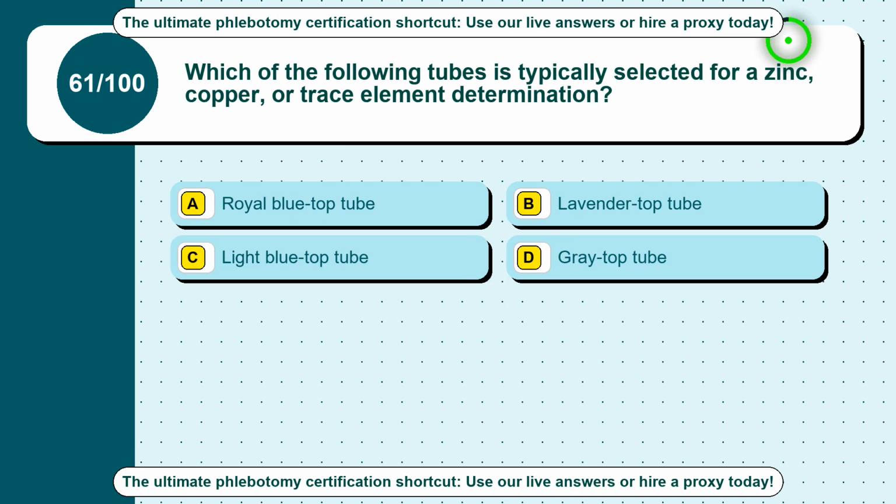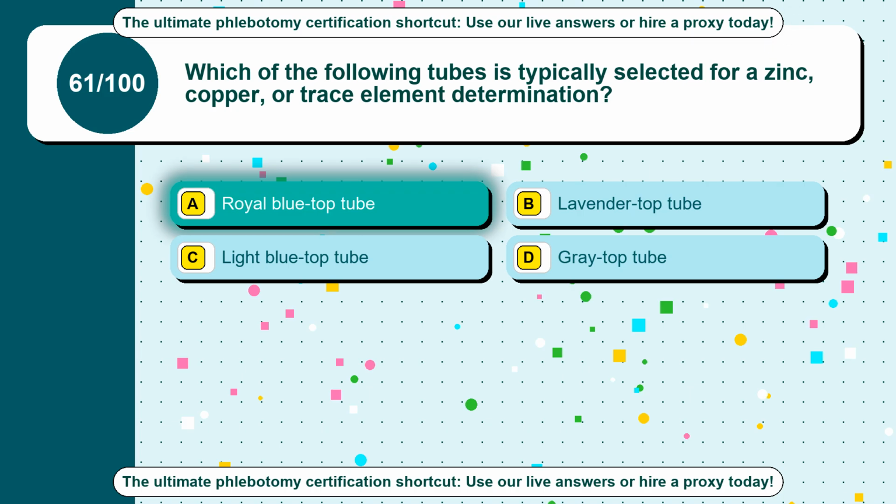Question 61. Which of the following tubes is typically selected for a zinc, copper, or trace element determination? Option A, royal blue top tube. Option B, lavender top tube. Option C, light blue top tube. Option D, grey top tube. The correct answer is option A, royal blue top tube.